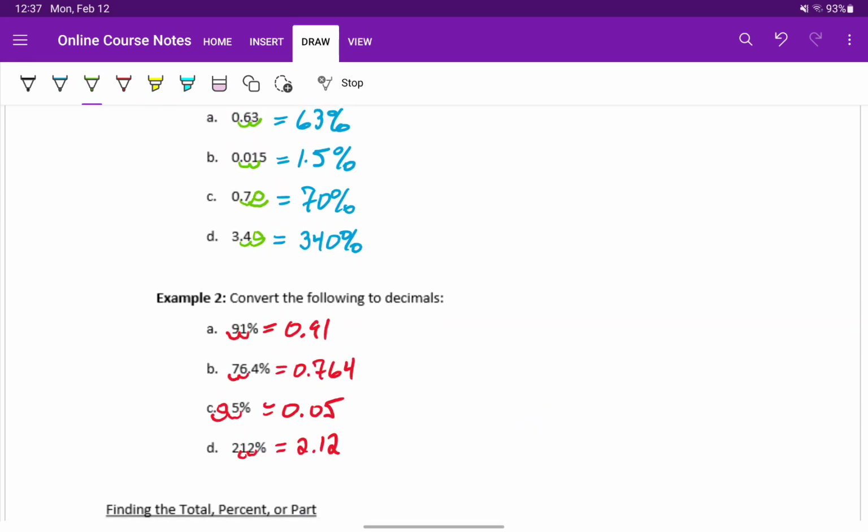Again, we can always think of this as just moving a decimal place, but if we want that mathematical operation, what we're doing to convert a decimal into a percent is multiplying by 100, and to convert a percent into a decimal, then we're dividing that value by 100.